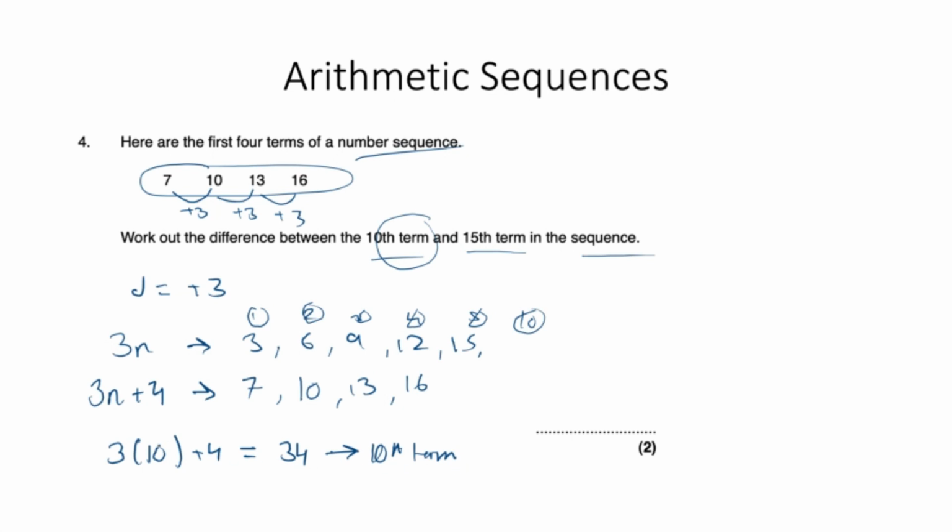Okay, and to find the 15th term, same thing. So 3 times n, substituted by 15, plus 4, which is 49, which is the 15th term. Okay, if you want to find the 20th term, you do the same thing. You just substitute n by 20 using the nth term. Okay, so it makes it much easier.